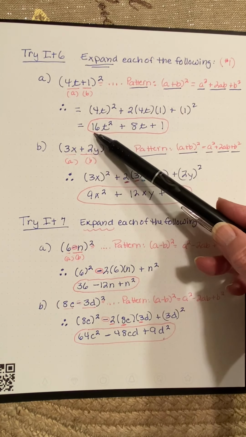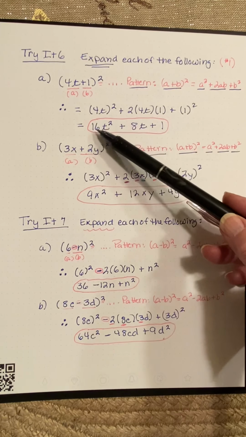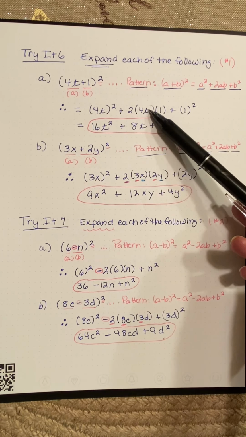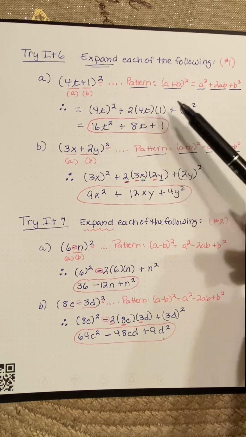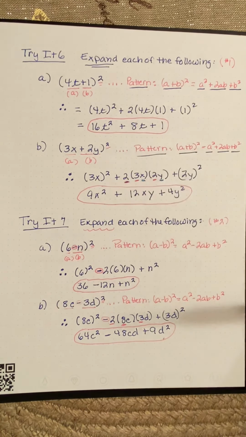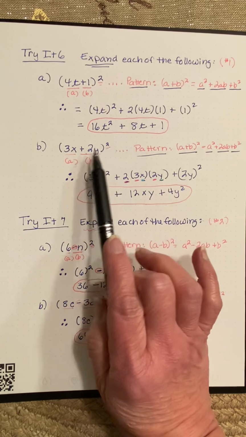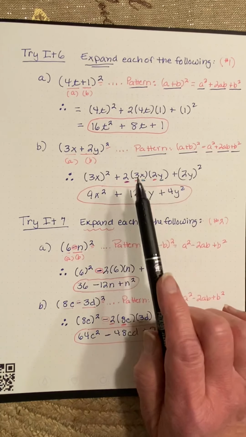So 4 squared is 16, t squared is t squared. So here's my new value for this, 16t squared, plus 2 times 4t, which would be 8t times 1, which keeps me at 8t, plus 1 squared, which is 1. And there is my answer to Try It number 6, letter A. Going on to B, I have that same pattern, (3x plus 2y) squared. 3x is the a, 2y is the b. Plug it into the pattern.